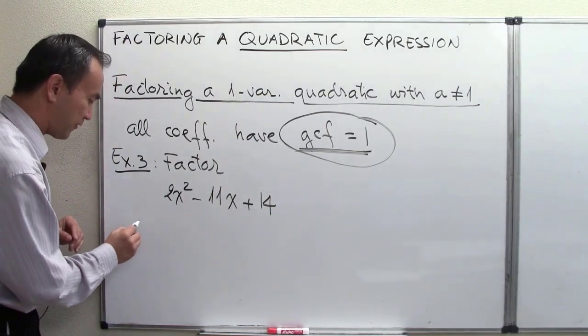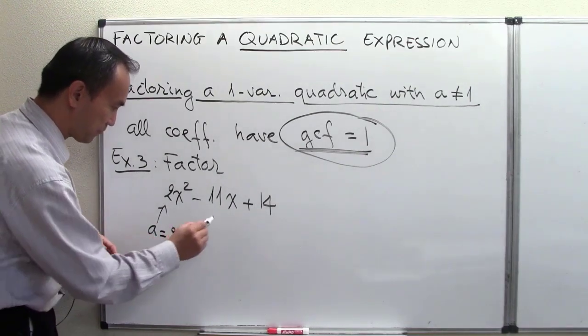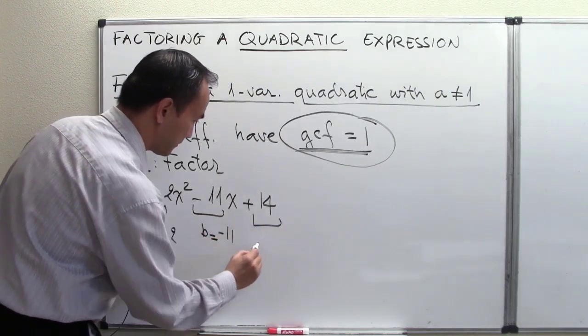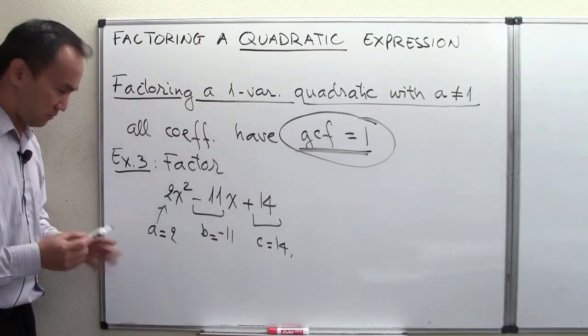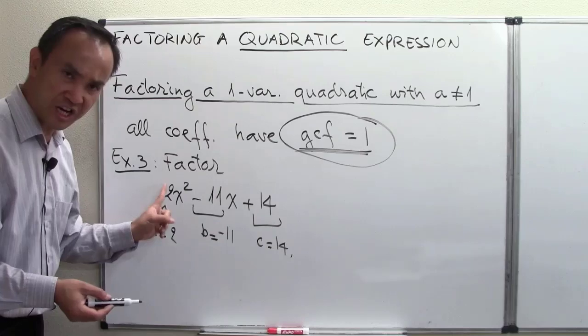This is A equals 2. This is B equals negative 11. And this is C equals 14. And that's just a reminder about how we name, how we label the coefficient with each term like that.